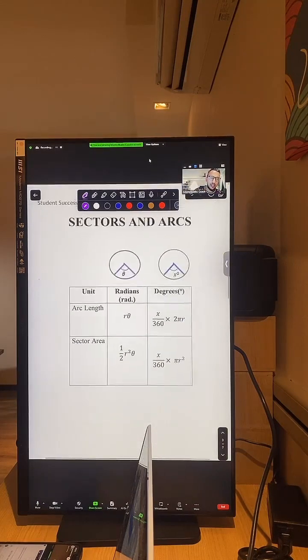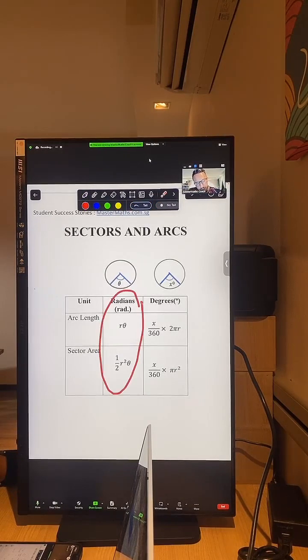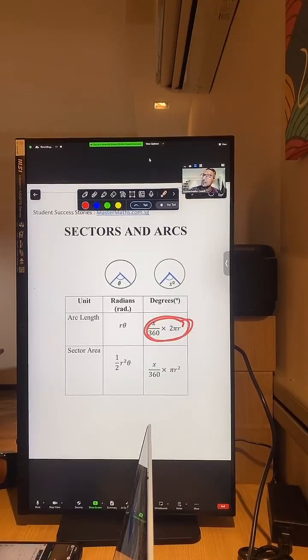Okay, so anyway, these are the formulas. Arc length is r theta, sector area is half r squared theta. That is assuming you're using radians for your angle. If your angle is in radians, these are the two formulas that you need to pay attention to. But if your angle is in degrees, then you need to use this.